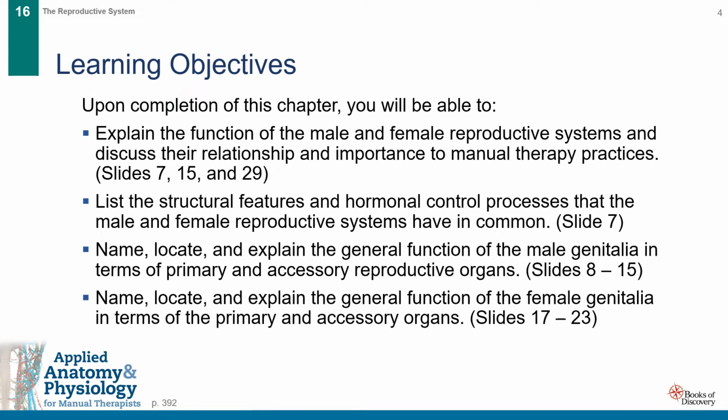The learning objectives for today's lecture are that at the completion of this lecture, you will be able to explain the function of the male and female reproductive systems and discuss their relationship and importance to manual therapy practices, list the structural features and hormonal control processes that the male and female reproductive systems have in common, name, locate, and explain the general function of the male genitalia in terms of primary and accessory reproductive organs, name, locate, and explain the general function of the female genitalia in terms of the primary and accessory organs.